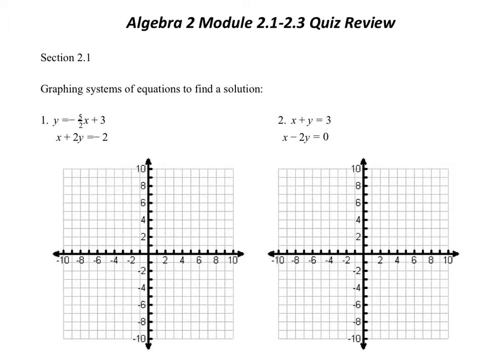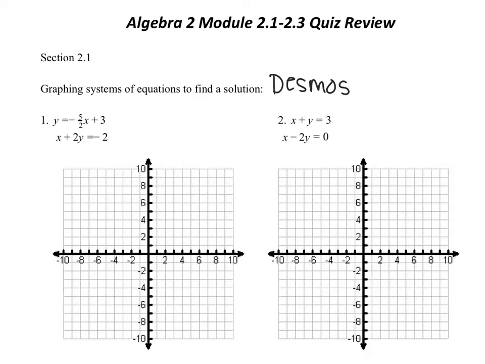We're going to review the topics from 2.1 to 2.3 for our quiz. So in section 2.1, we talked about graphing systems of equations to find a solution. And in order to do this, we're going to use Desmos. So I'm going to have Desmos open, and I'm going to use that to know what my equations look like so I know where my solutions are.